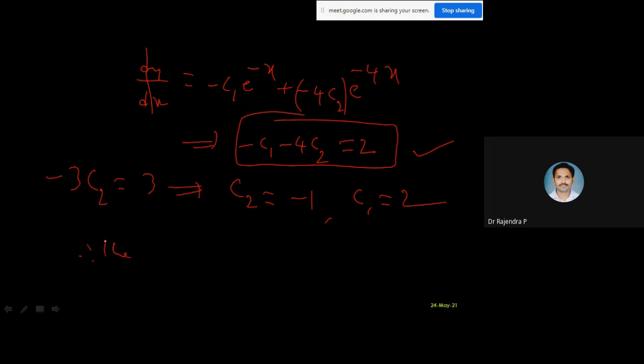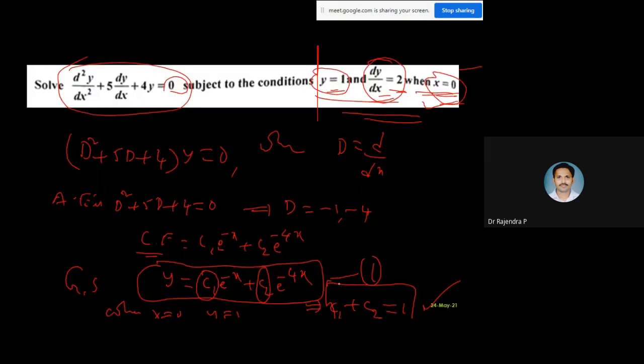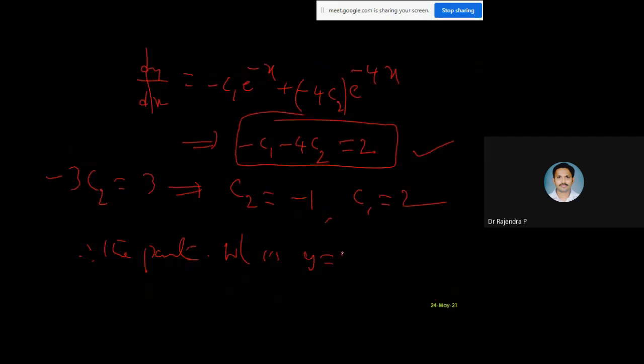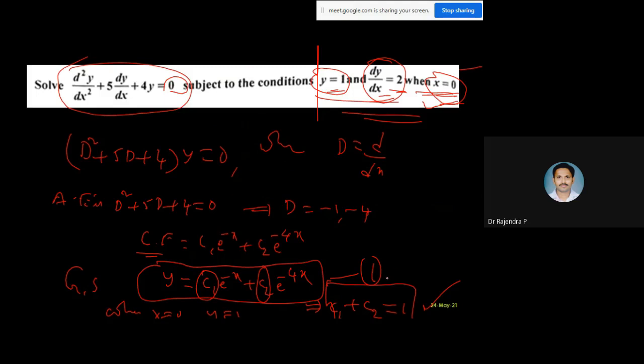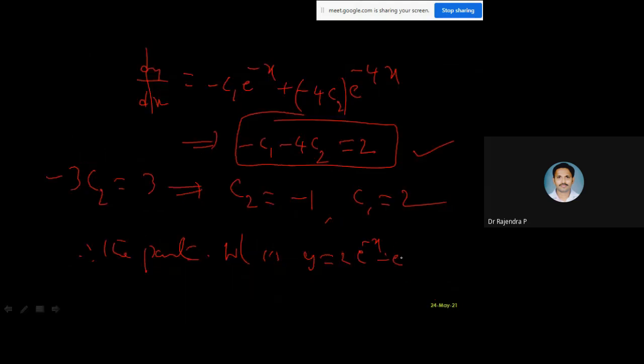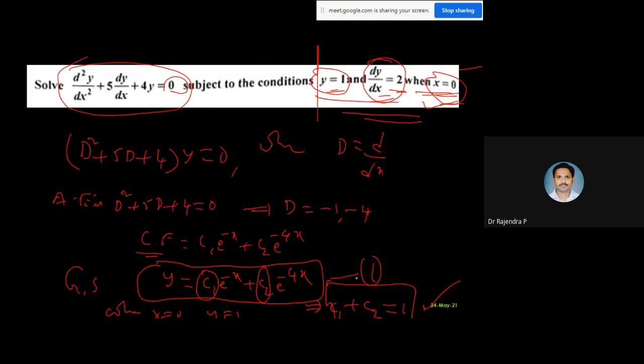Therefore, the particular solution is simply, in place of c1 and c2, I am substituting. I will write y is equal to c1 value 2, e power minus x, plus c2 value minus 1, e power minus 4x. I am not writing the 1 here because minus of 1 is just minus only. So this is your particular solution for the given problem.